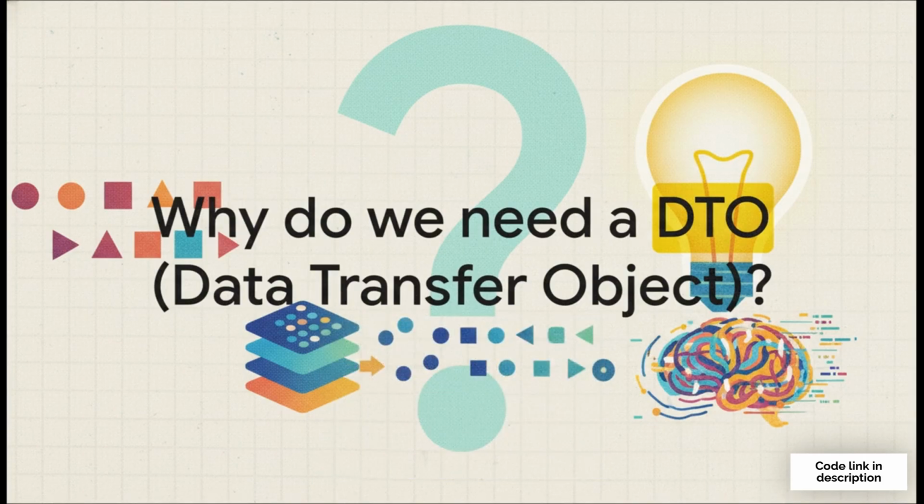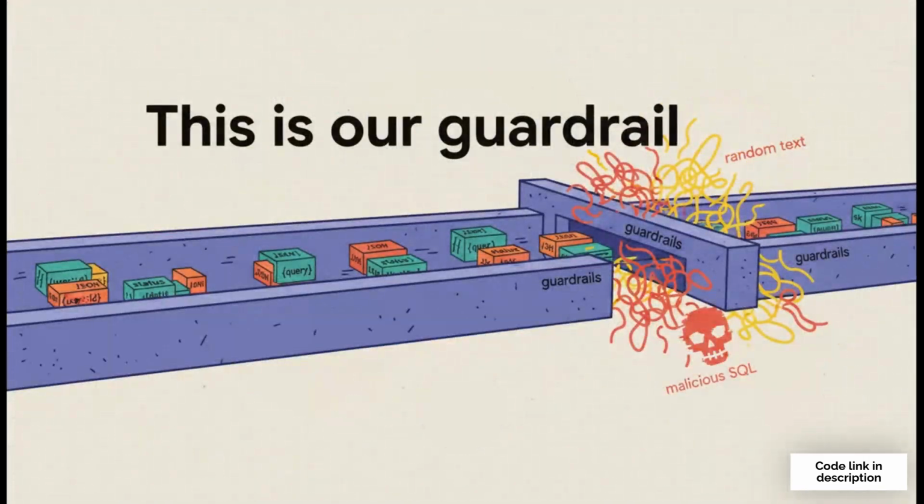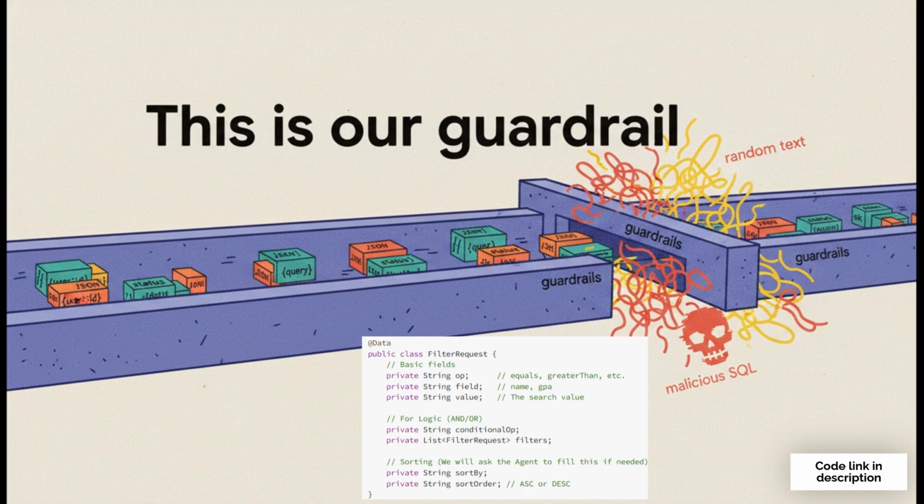It's a great question. And the answer comes down to two words: safety and predictability. This DTO acts as a super strict contract. We are telling the AI, hey, you can only respond in this exact JSON format, no exceptions. This is what prevents it from generating random text, or even worse, malicious SQL that could lead to huge vulnerabilities like SQL injection. Think of this DTO as our guardrail.